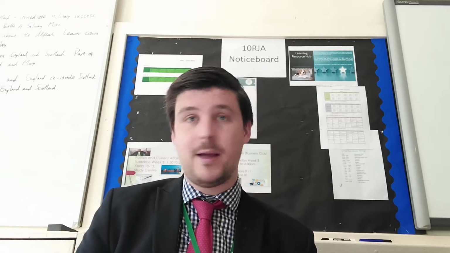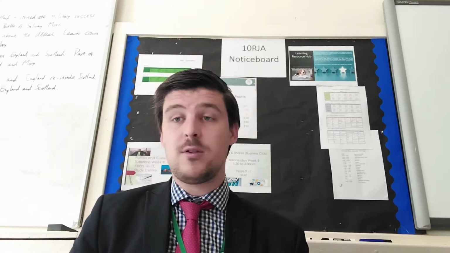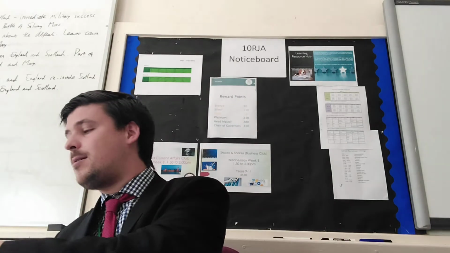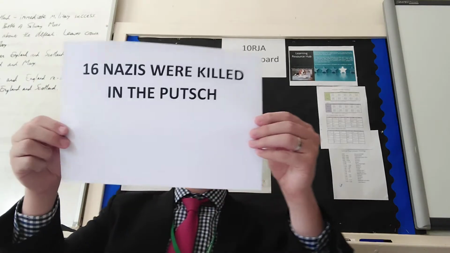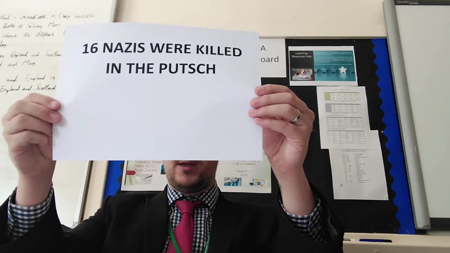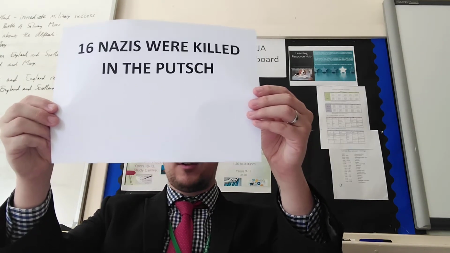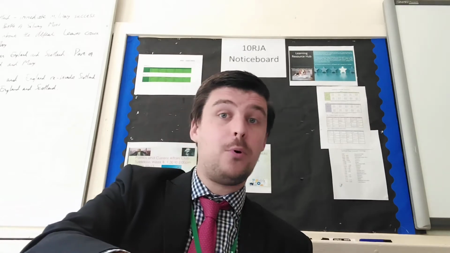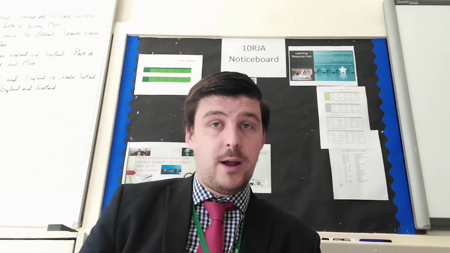The next day, so on the 9th of November, Hitler and his supporters marched into the centre of Munich, and they were met by armed police and soldiers, and 16 Nazis were killed in the putsch. They were shot at by the armed police, and 16 of them were killed. Now, Hitler was arrested 2 days later and was subsequently, as you know, put on trial in February 1924.